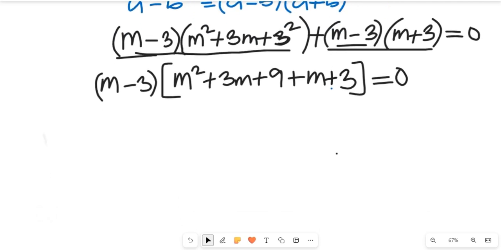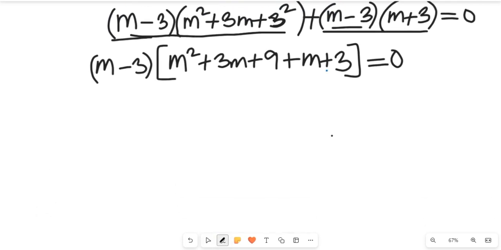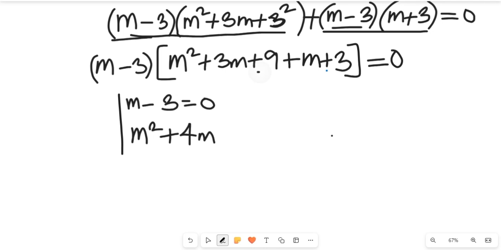Fine. So if we simplify that expression, remembering that m minus 3 is equal to 0, that's the first expression we'll get, and then we'll have m squared plus 3m plus m will give us 4m, and then we'll have 9 plus 3 will give us 12. That will give us plus 12, and this will also be equal to 0. Great.